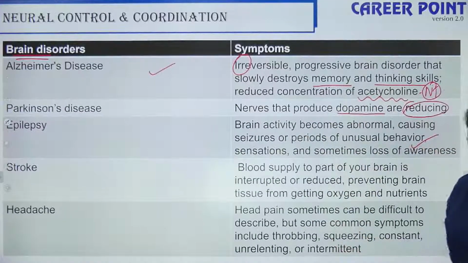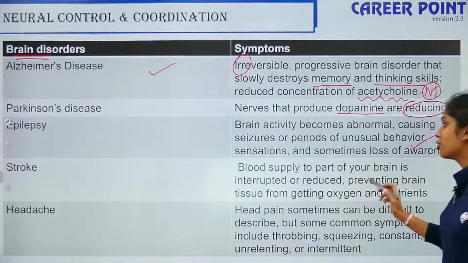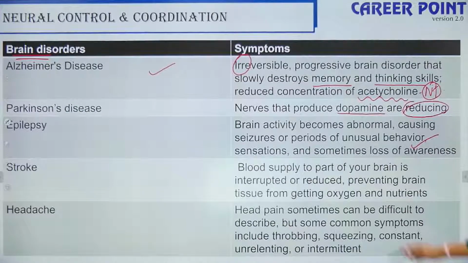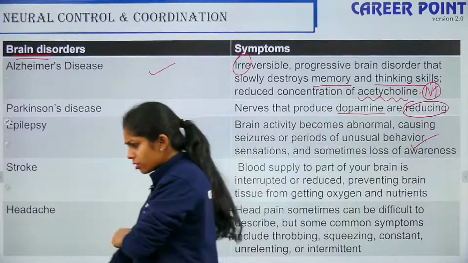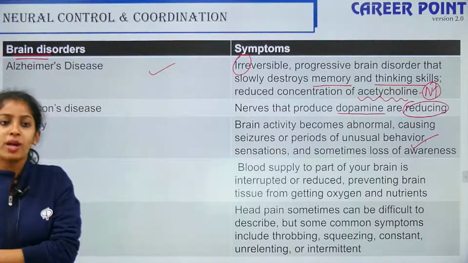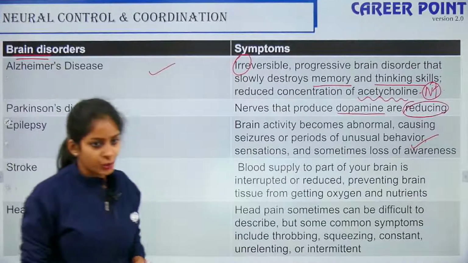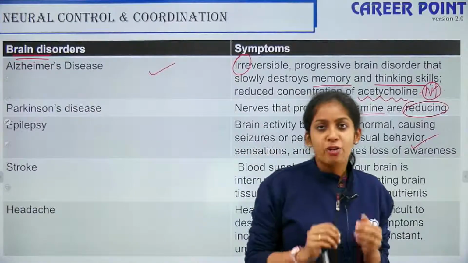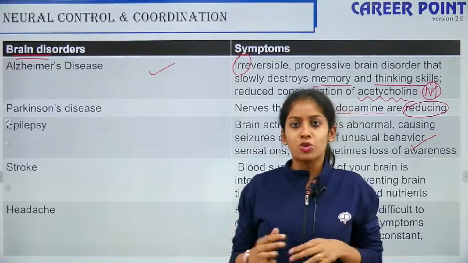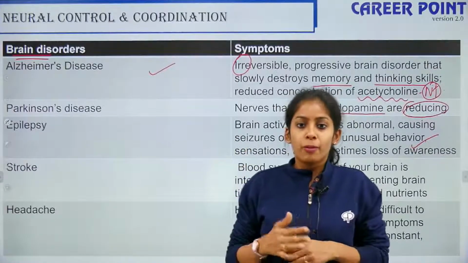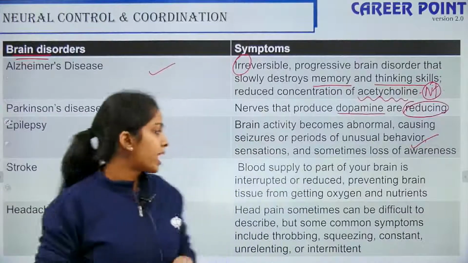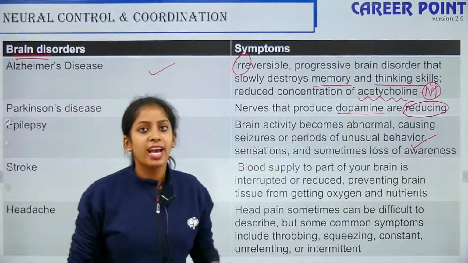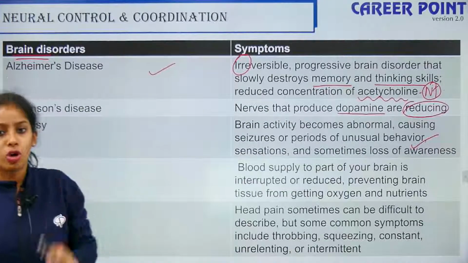The next one is stroke. Stroke is when the blood supply to a part of your brain is interrupted or reduced, preventing the brain tissue from getting oxygen and nutrients. Whenever you feel giddy, for example in a crowded place, because you lack oxygen, you should immediately put your head down so that blood supply goes to your brain. So stroke is when the blood supply to a part of your brain is interrupted or halted.